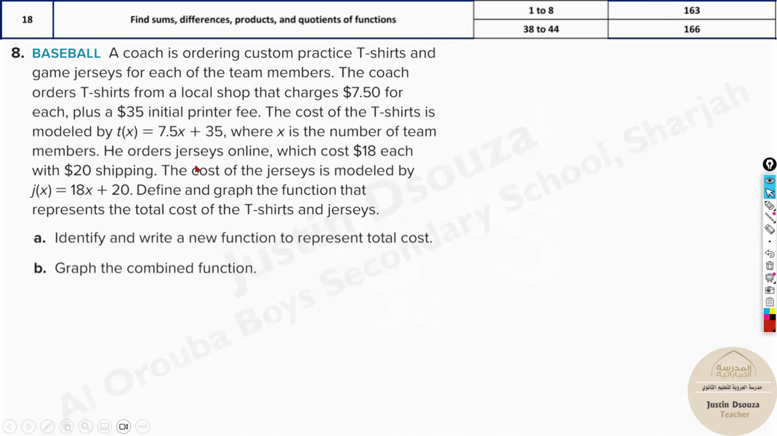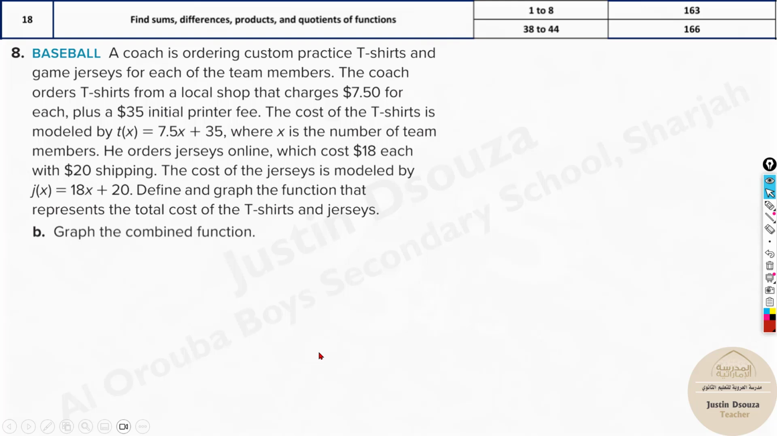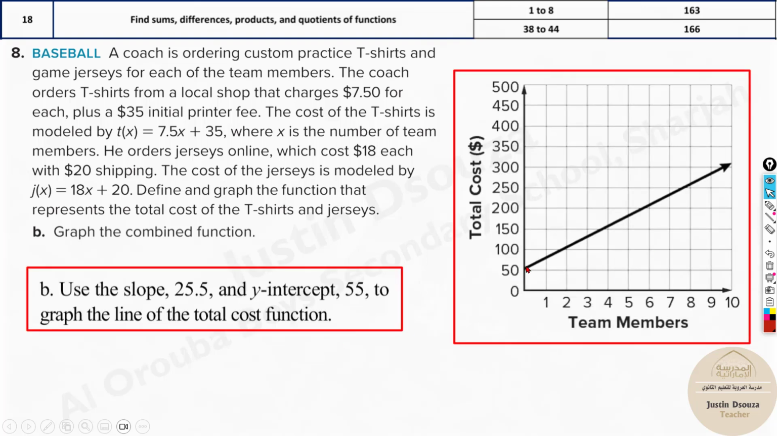Yeah, the total cost. So you just basically add them over here. Why? Because they have told us the coach T-shirt and game jerseys have so much cost, and over here there is another cost, the online ones. You add them up. If you read the problem, you'll understand there are two costs. Now imagine you're buying something from a store and buying something online. What is the total cost? Add them up, right? So you add them up and you get this answer. And now you graph it just like we did. So the intercept is 55 and there is 25.5 depending on the number of people, team members.